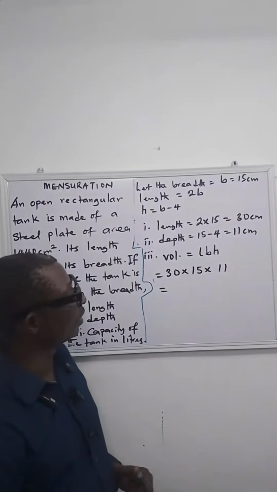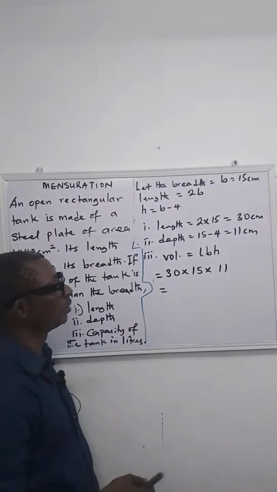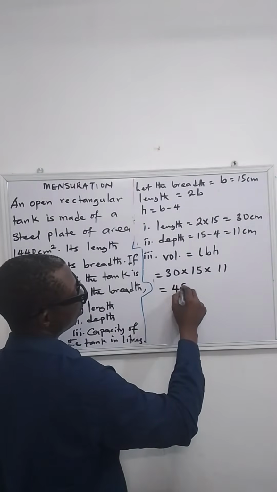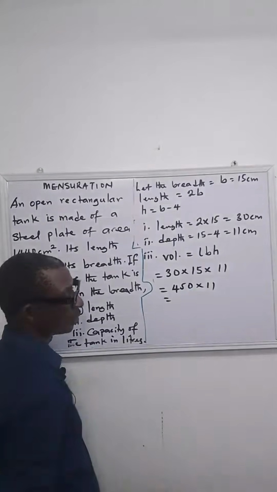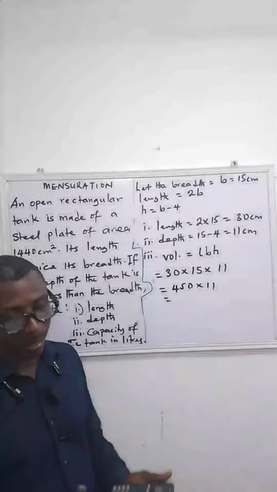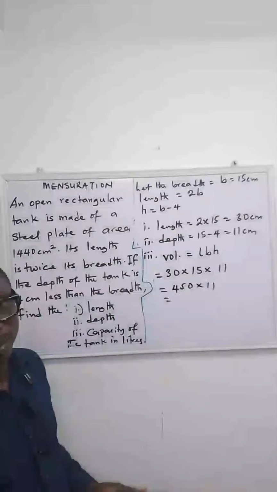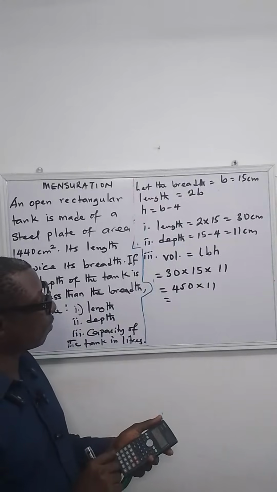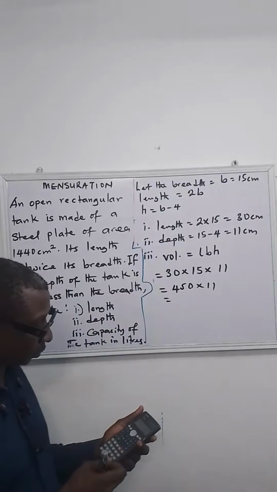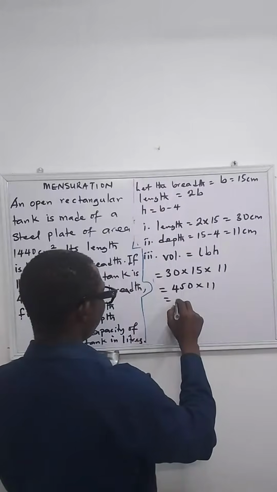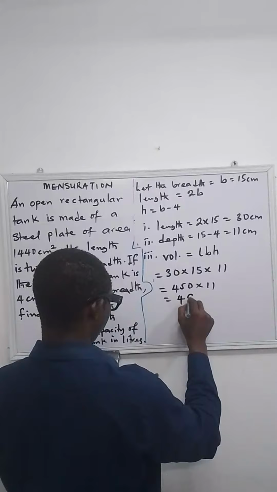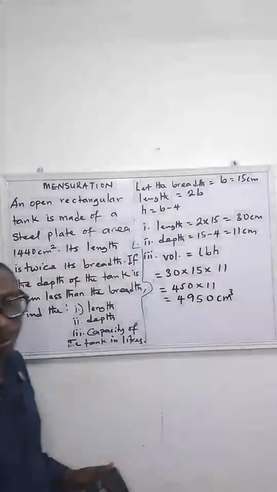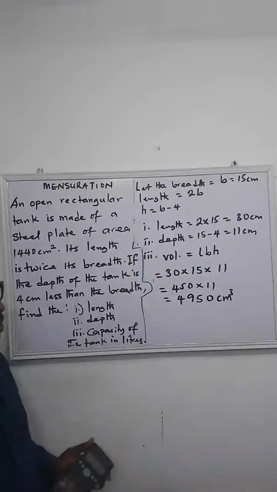So 30 times 15 times 11. Okay, so what do you have? That should be 450 times 11. So what are you going to have for that? When you multiply that by 11, anybody with an answer? So that's 450 times 11. So now the answer we're supposed to have is 4,950 centimeter cube. So that's what we're supposed to have. Okay. I hope we all drop that.